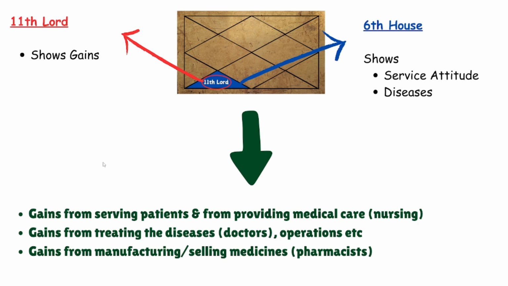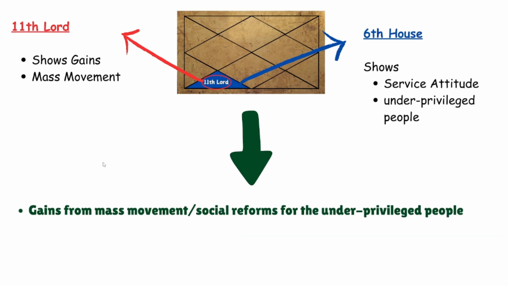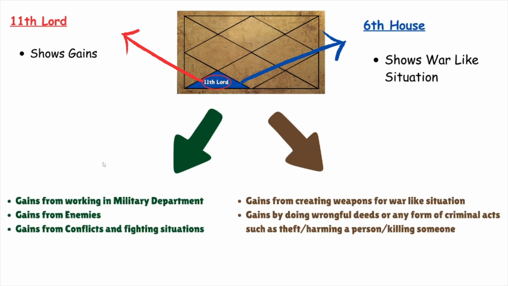You can also gain from manufacturing or selling these medicines. You can be a pharmacist. 11th lord shows your gains, it is your income maker. 11th lord also shows a mass movement of some form. And the 6th house is a house of service attitude, it is a house of underprivileged people. So you can gain from the mass movement or the social reform for the underprivileged people.